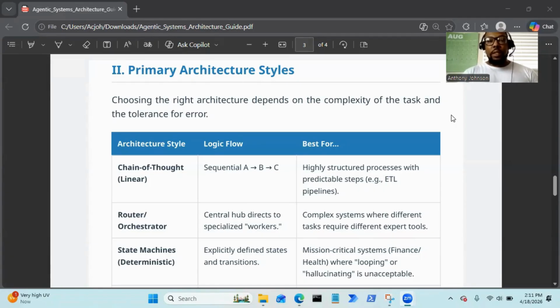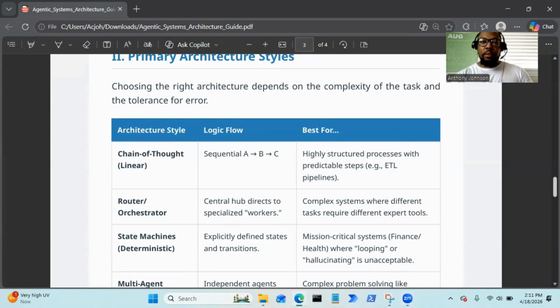So if you see here on the screen, or if you're commuting and you can't see it, that's why I'm going to read this off for you. So typically we have four architecture styles.